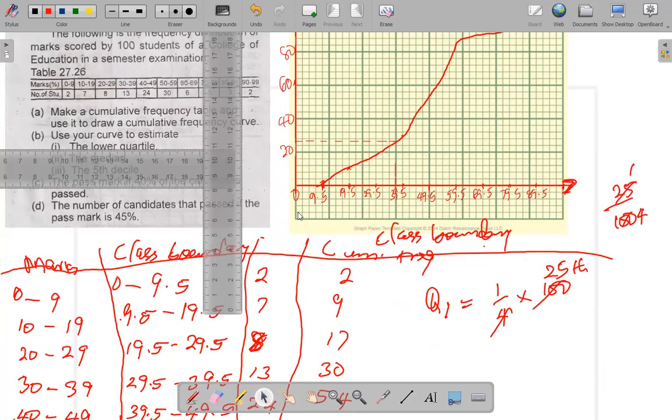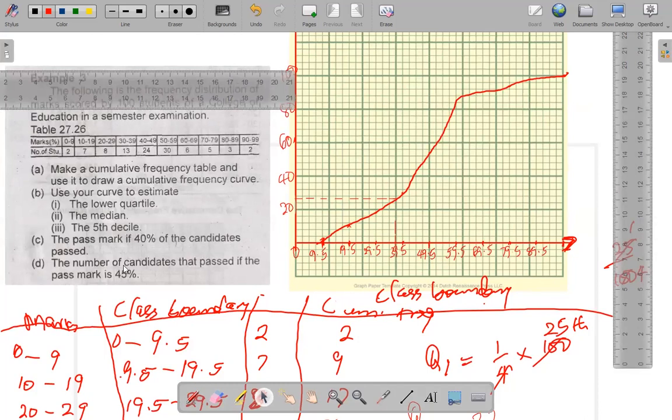Each small box is 2.5. Now here is 39.5. There's one box before the 39.5, so I'll just subtract 2.5 from 39.5, which will give me 37. So my lower quartile then is 37.